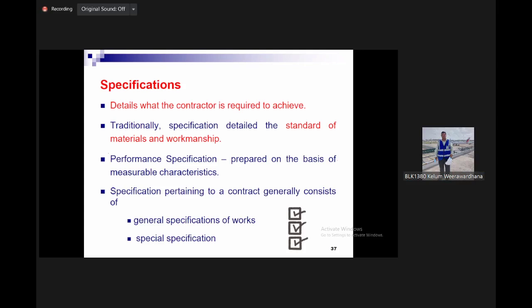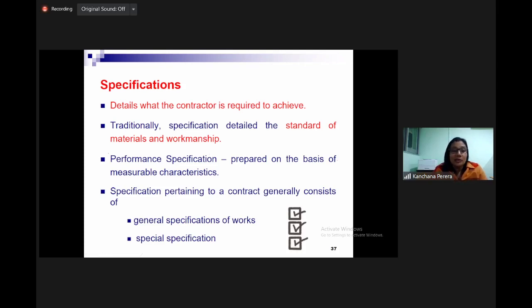Drawing, madam. Drawing and specification both. Remember, specification also you are going to see. But BOQ, what is the purpose of the BOQ? Pricing purpose or the payment purpose only. For whatever construction, we are going to see the drawing and specification. That's why it says material and workmanship, right?